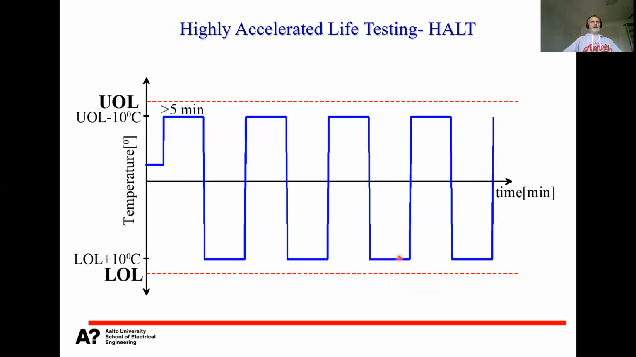So what does this mean? I think this is easier to see here. Upper operational limit, you take 10 degrees off. Lower operational limit, you take 10 degrees off. So this defines the maximum temperature in the test and the minimum temperature in the test. And then you do it as fast as possible. And then you keep it there a minimum of 5 minutes, but it is dependent again on the thermal mass of your product. The larger the product is, the longer you need.